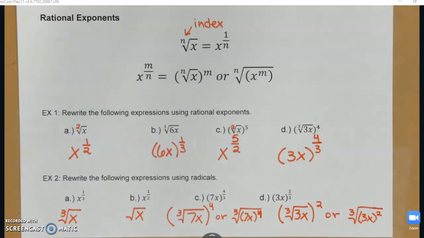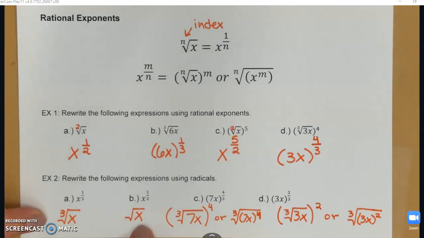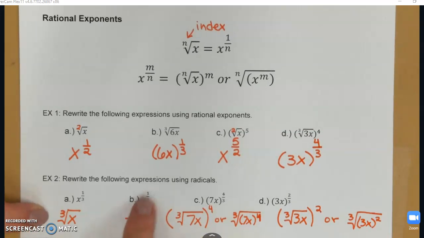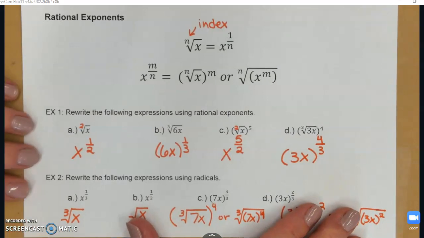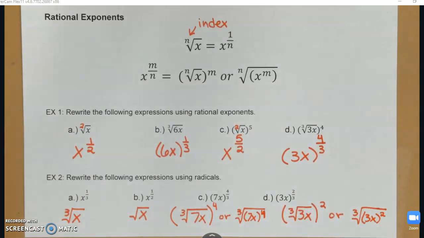We will go into them more in depth later on, but the key takeaway today that I want you to recognize here is that if you see x to the 1/3, that just means cube root. And if you see x to the 1/2, that means square root. So these are interchangeable. They mean the same thing. Math is full of things that mean the same thing but look different.